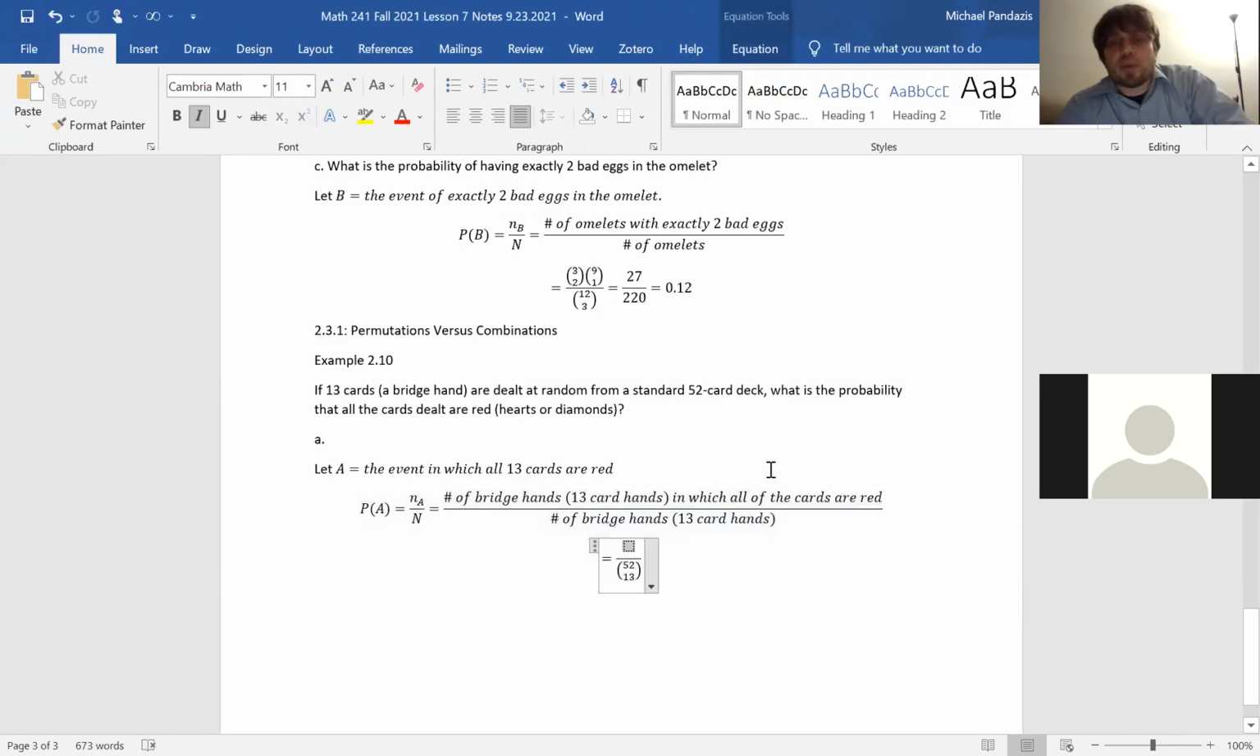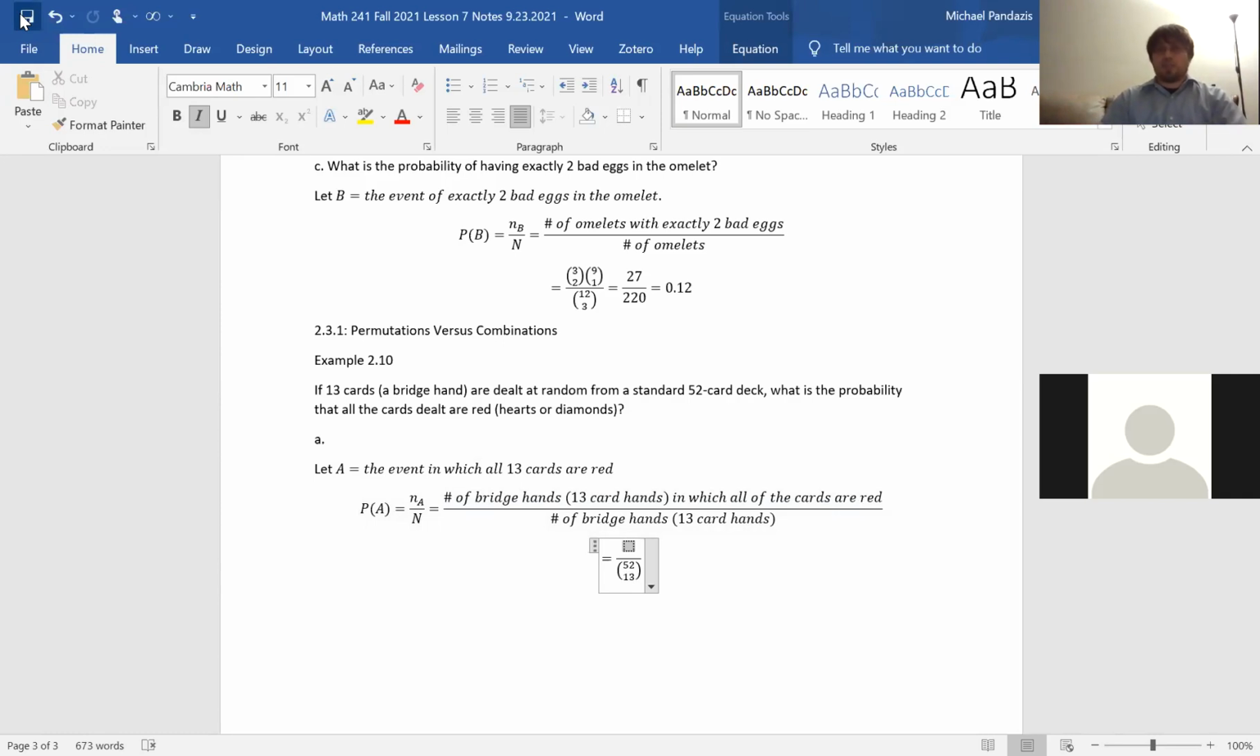Now, the number of bridge hands in which all the cards are red, well, we want to choose 13 cards from only the cards that are red, right? Because we only want our bridge hand to consist of red cards. So imagine having all 52 cards on the table, black and red cards, and let's get rid of all the black cards. So you have 52 cards in the deck, half of them are black, half of them are red. So there are 26 black and 26 red in the 52 card deck. Get rid of all 26 black cards. So now you're left with all 26 red cards.